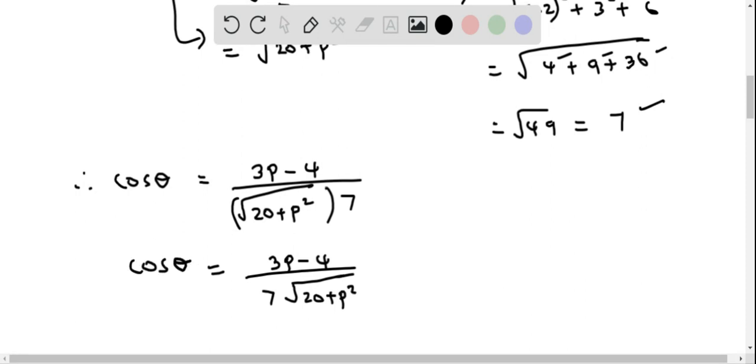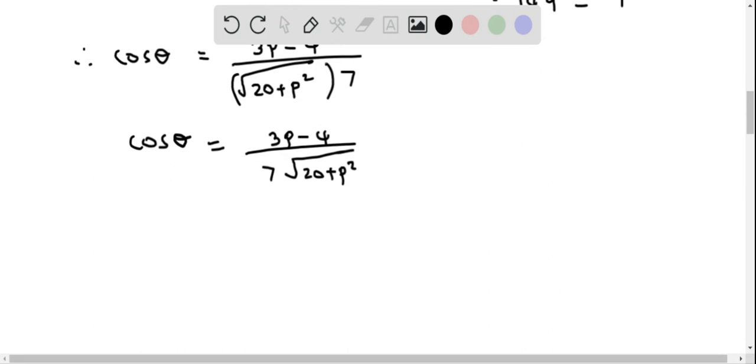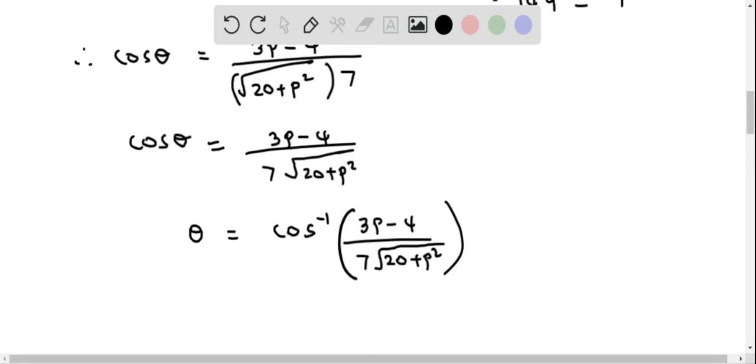Now to determine the angle theta, we apply cosine inverse on both sides, and doing so we get theta equals cosine inverse of (3p minus 4) divided by 7 times square root of (20 plus p squared). So this is the expression for theta we get when we use the formula.